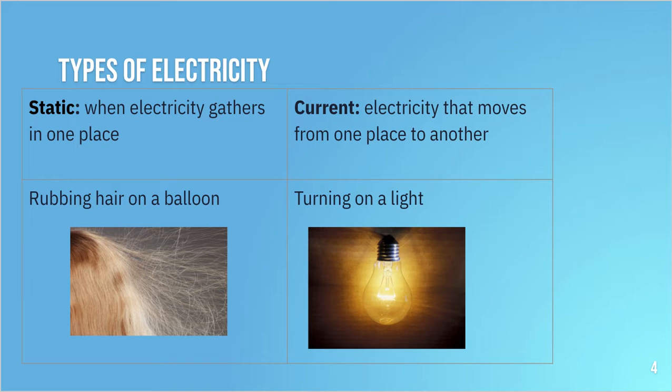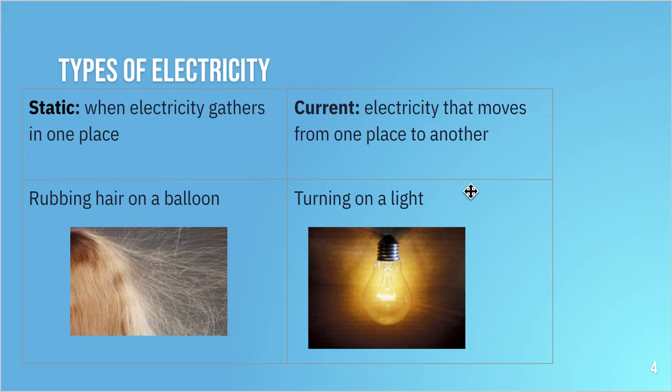So the types of electricity are static and current electricity. Static electricity is when electricity gathers in one place as a result of an imbalance of charges. An example of this is rubbing your hair on a balloon. When you rub the balloon on your hair, you are transferring negatively charged particles, or electrons, onto the balloon, making your hair more positively charged and the balloon more negatively charged. This causes an imbalance of charges, which leads to static electricity, which is why when you rub your hair on a balloon, the hair can stand up in the air.